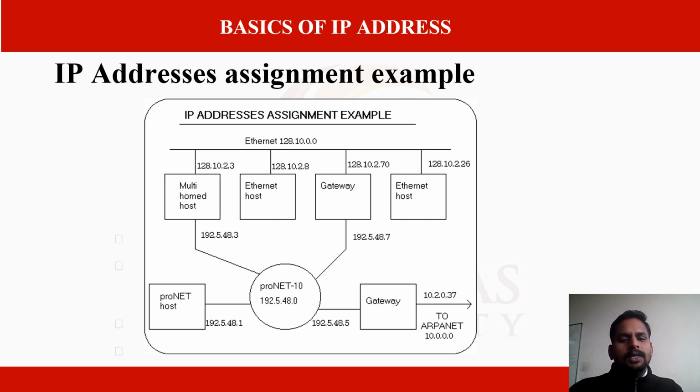That's why you see the link from this proNET to the multi-homed host, or the gateway to the proNET host. You can see all these IP addresses are starting from 192.5.48. okay, but the last value might change because for class C addresses, 0 to 254 IP addresses will be used for the client machine group. okay, so for different client groups we are passing that information, and each client group has separate IP addresses which are accessible for local communications. okay, so this is one kind of IP address assignment.